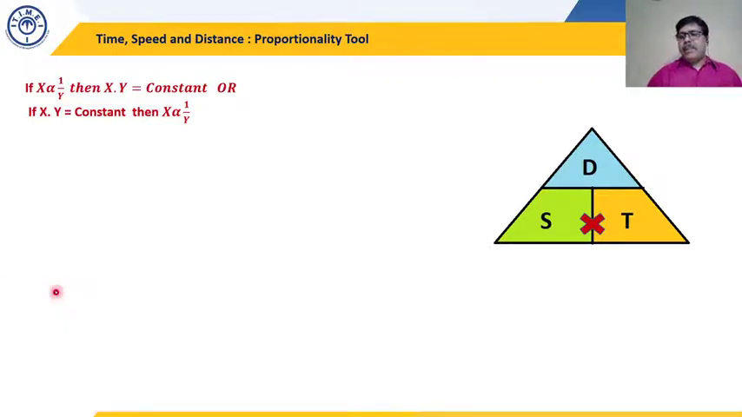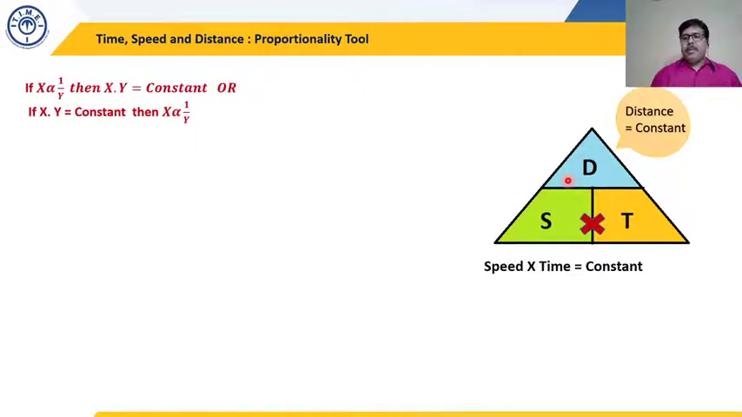So this time, speed into time is constant. Distance is constant. Right? So your distance is constant, and speed into time is constant. So let us consider a few examples in which your distance is 360 km, which is constant.